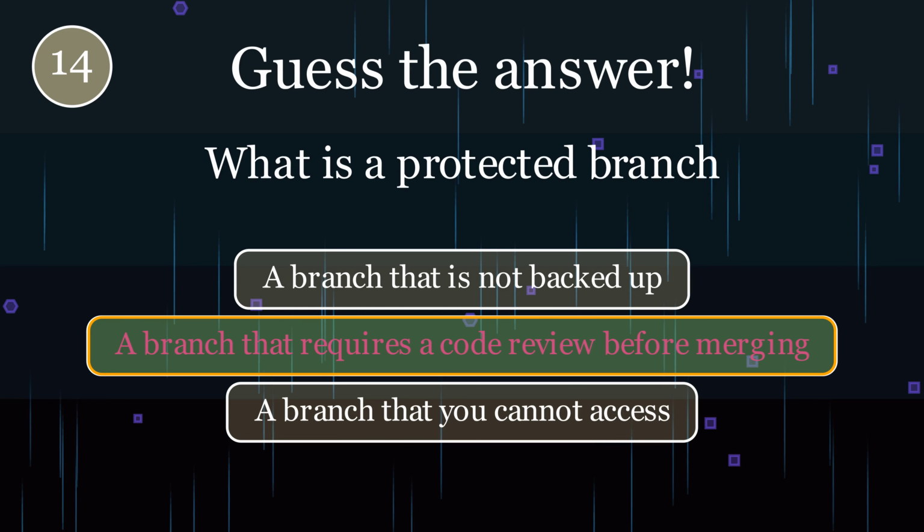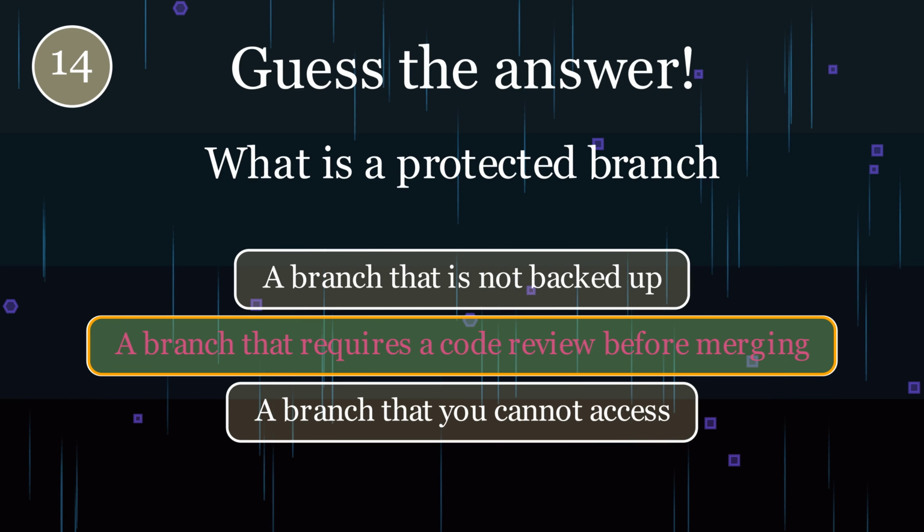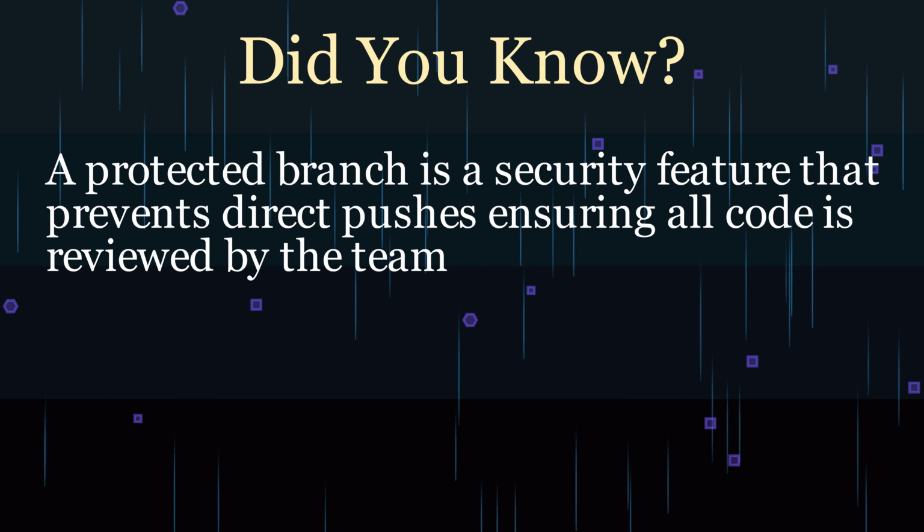The correct answer is, a branch that requires a code review before merging. Did you know? A protected branch is a security feature that prevents direct pushes, ensuring all code is reviewed by the team.